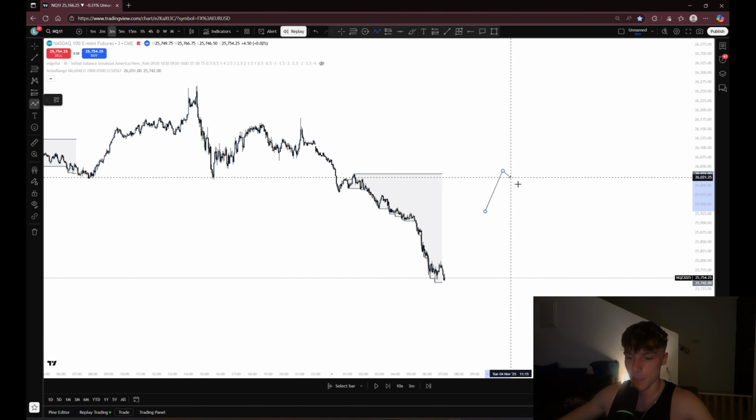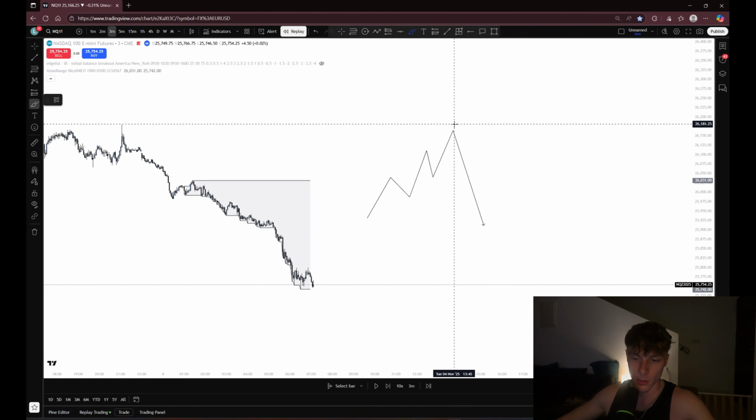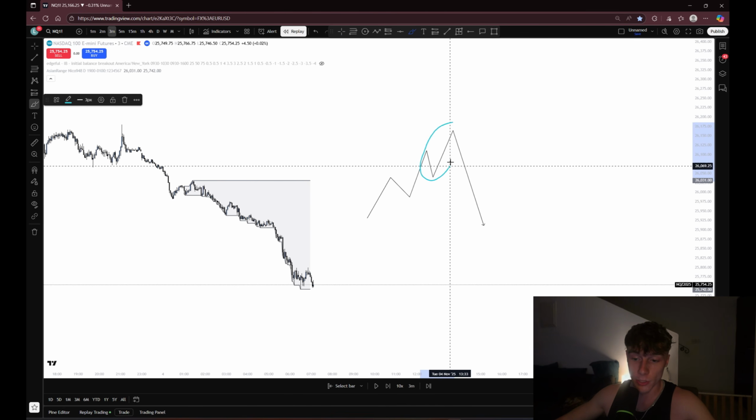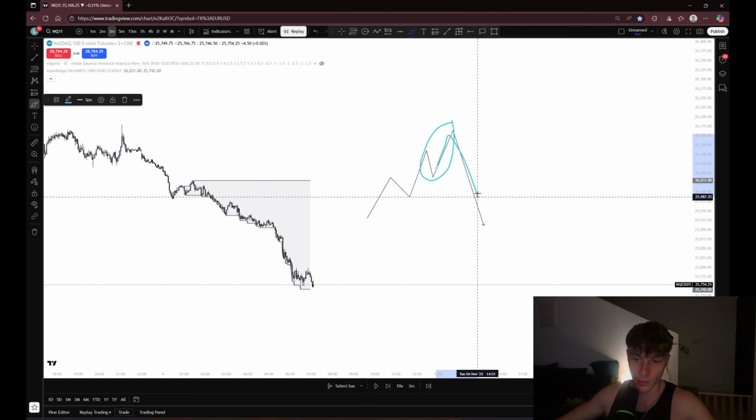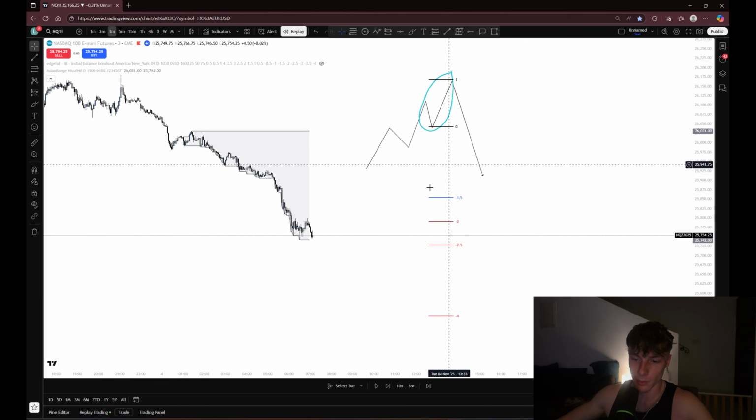So for example, where's the manipulation leg here? I'll give you a couple of seconds. So the manipulation leg is this last push down, push up before the big sell-off. So this leg here is where I'd mark out my deviation tool. I'd simply go from the high to the low of this leg. This then projects out my reversal levels.